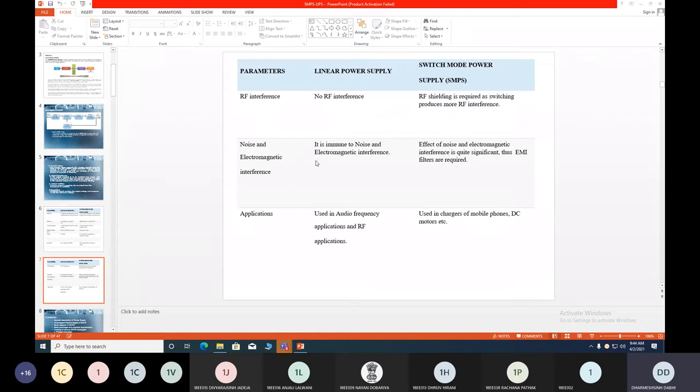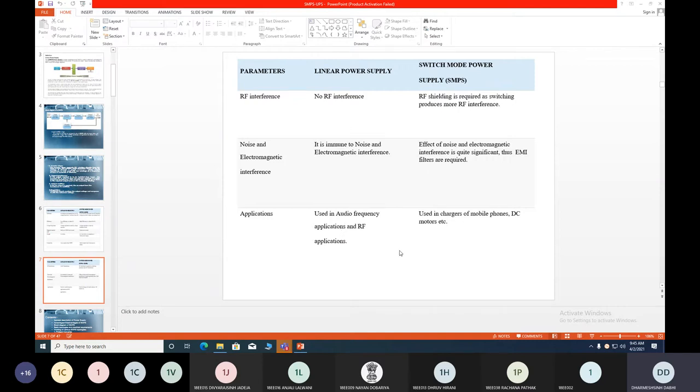Second is noise and electromagnetic interference. There is no noise or electromagnetic interference created in the linear power supply because it is operated at just 50 hertz, whereas in SMPS noise and electromagnetic interference is quite significant because it affects the nearby communication line. For that we require an electromagnetic interference filter in SMPS to avoid this type of noise. The linear power supply is used in audio frequency or radio frequency applications, because it is operated at just 50 hertz, so there is no radio frequency interference, and in that case we can use the linear power supply.